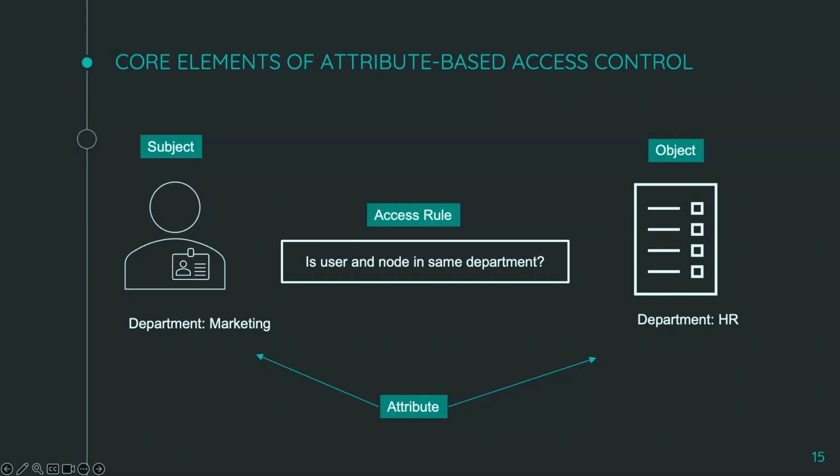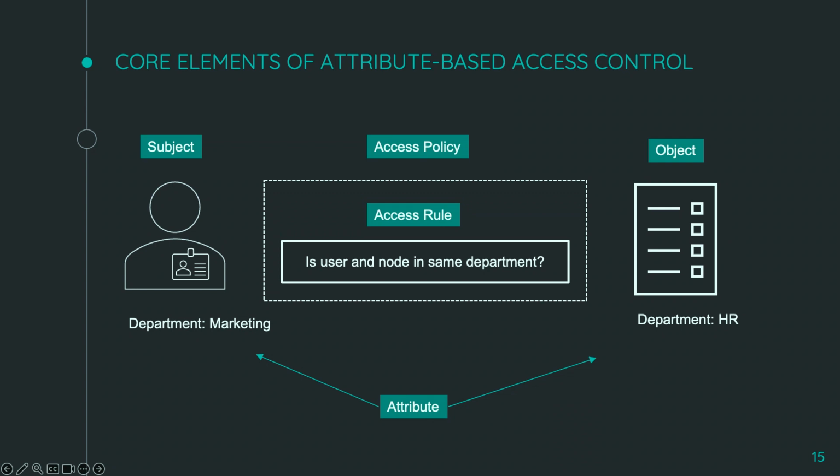And then finally, the last core element is your access policy. Access policies essentially are containers for your access rules. And you can have as many access rules as you want in your access policy. And you also can choose how you want your access rules to be validated. Do you want all your access rules to pass, or is it okay if just one of your access rules passes? And with that, you can constrain access.